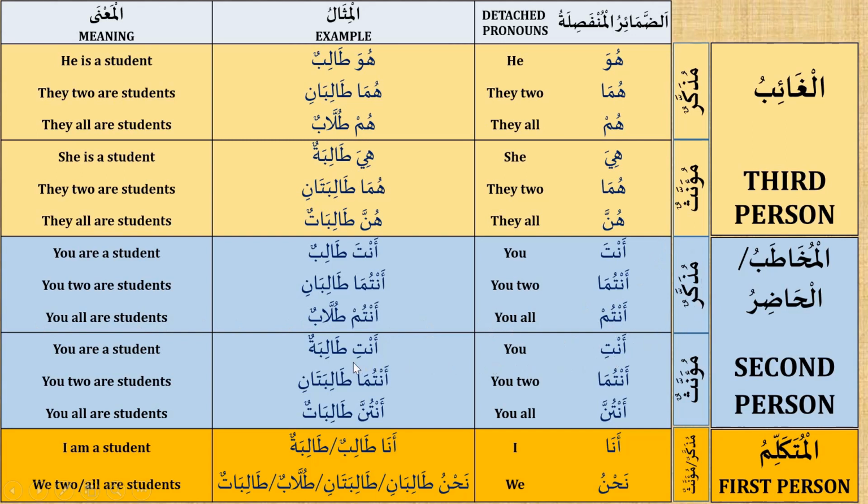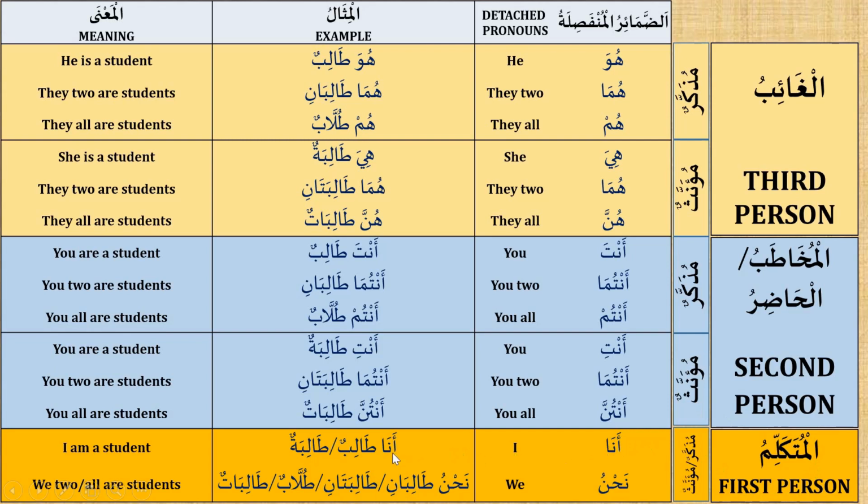Anti, you. Anti talibatun, you are a student. Antuma, you two. Antuma talibatani, you two are students. Antunna, you all. Antunna talibatun, you all are students. And these three rows are muannath, feminine. And last two rows are al-mutakallim, first person.